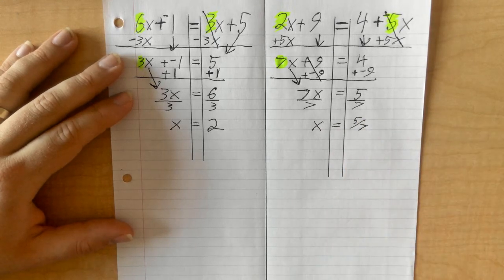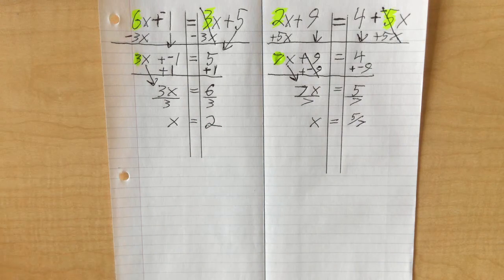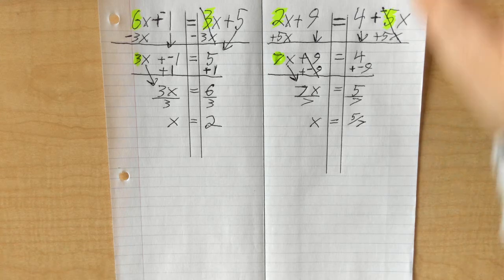Okay? All right, so you should have done the Google form on Google Classroom, and there is a Khan assignment with equations on variables on both sides.